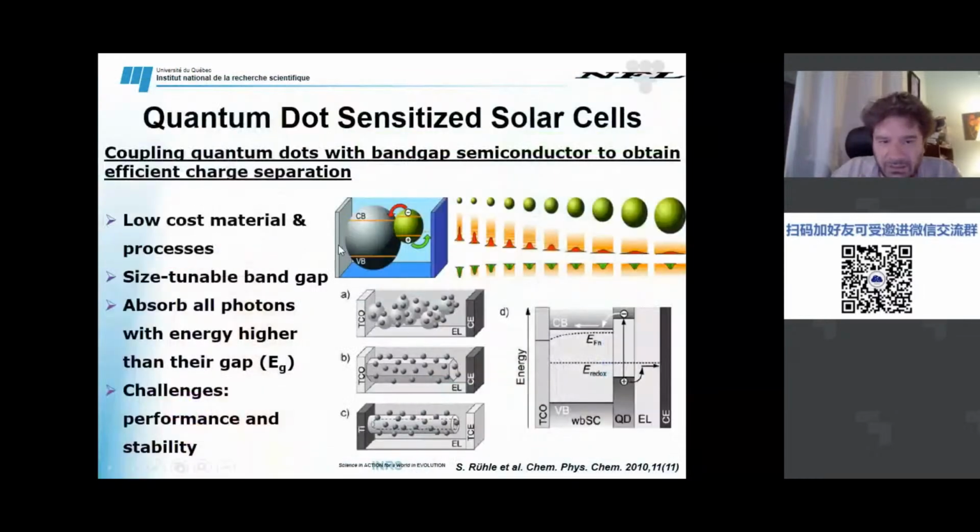So here the idea is to replace the dye with quantum dots, which are semiconductor nanocrystals that essentially have size and shape dependent optoelectronic properties. So the band gap in particular is size tunable. They're fairly low cost materials. The processes to make them are low cost and low energy intensive. And they're much easier to make than those dyes that I mentioned.